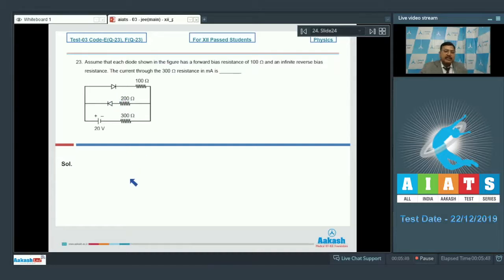So the total resistance in the circuit is 500 ohm, and so the current in the 300 ohm resistance, I, will be EMF, which is 20 volt, divided by 500 ohm. Now this figure will be in ampere. To get it in milliampere, we need to multiply it by 1000, and which gives us that the current is 40 milliampere.